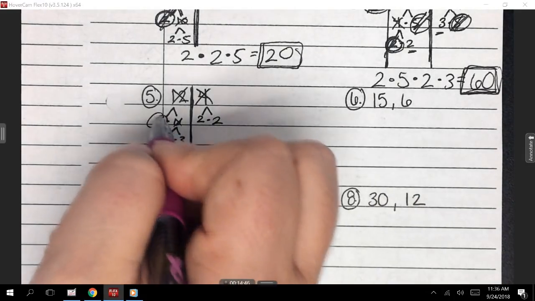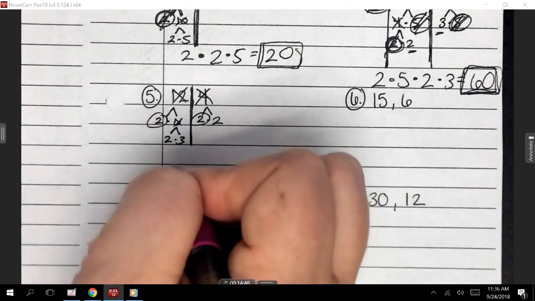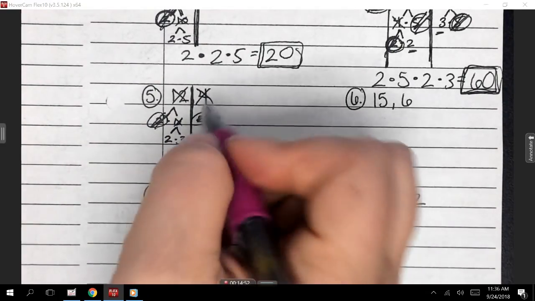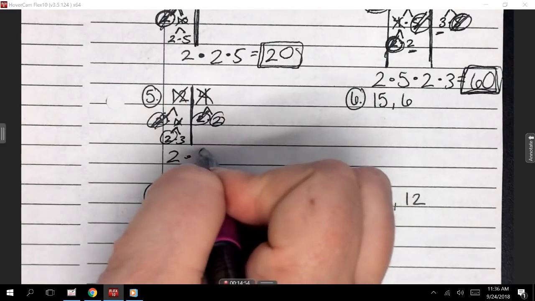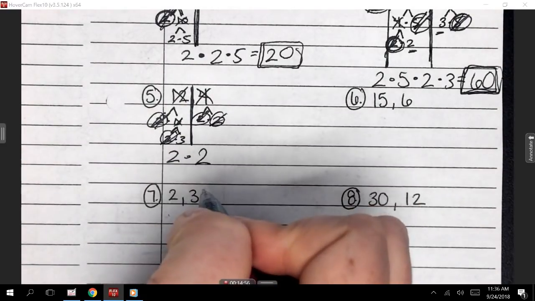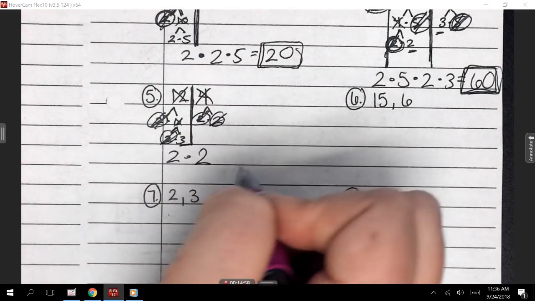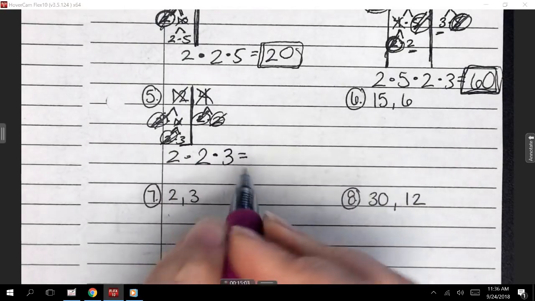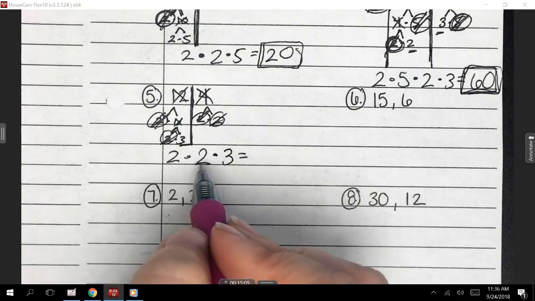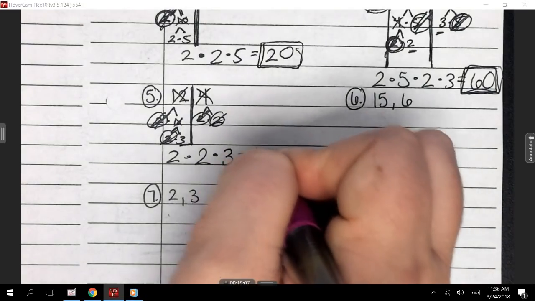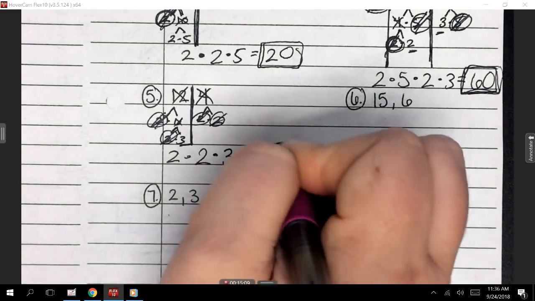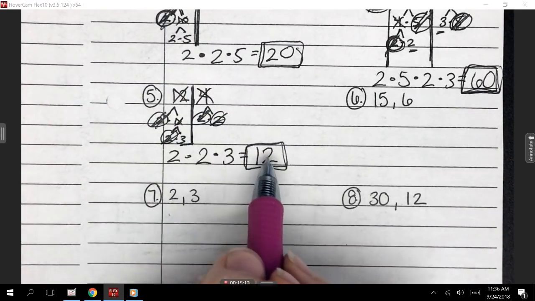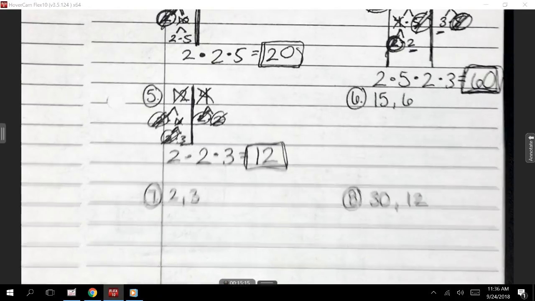All right, so let's look at what's in common. Both sides have a 2. So mark that out. Both sides have another 2. Mark that out. And then I have a 3 left over. If it's least common multiple, you also do what is left. 2 times 2 is 4, times 3 is 12. All right, now if I think about that, 12 times 1 is 12, 4 times 3 is 12. So that's the smallest number they can multiply to equal.